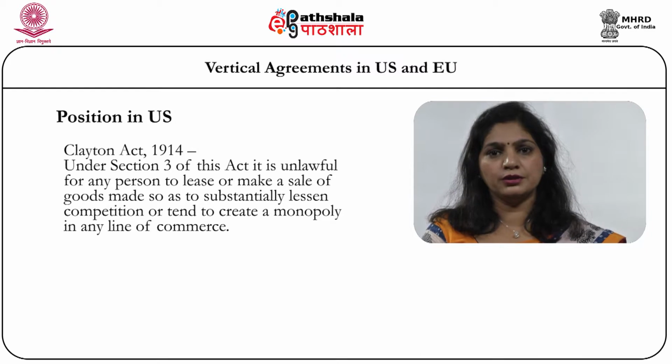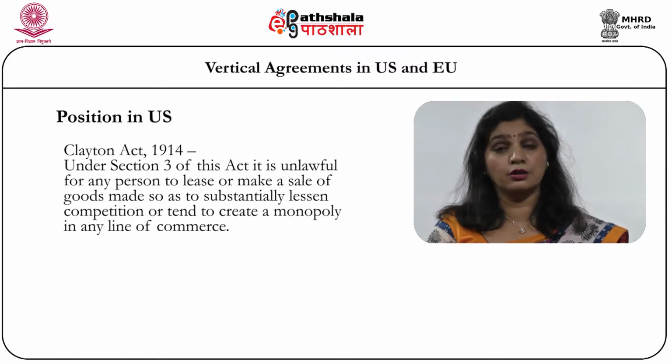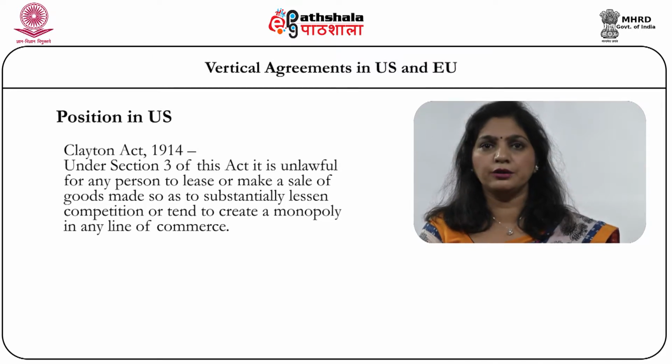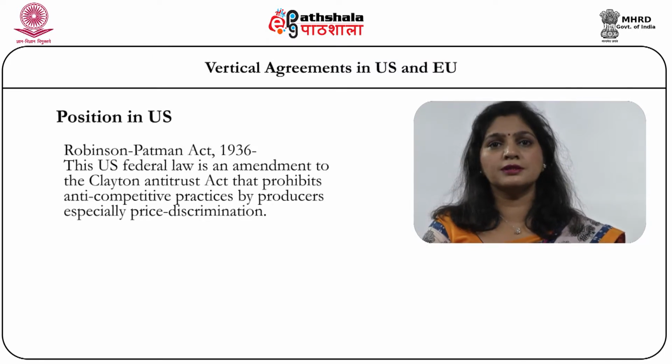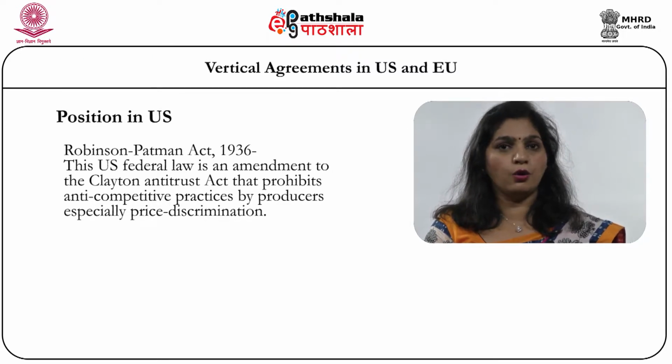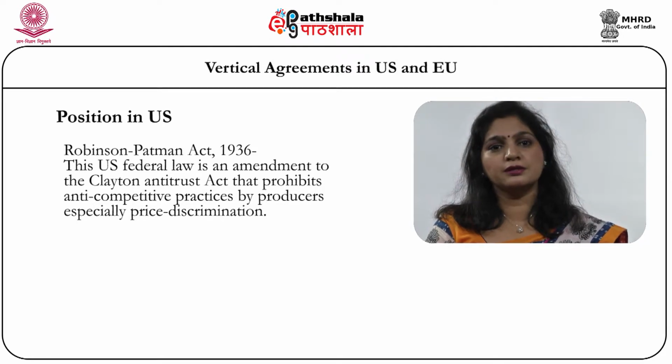Clayton's Act 1914, under Section 3 of this Act, it is unlawful for any person to lease or make a sale of goods so as to substantially lessen competition or tend to create a monopoly in any line of commerce. Robinson-Patman Act 1936, a US federal law, is an amendment to the Clayton's Antitrust Act, and it helps prohibit anti-competitive practices by producers, especially price discrimination.